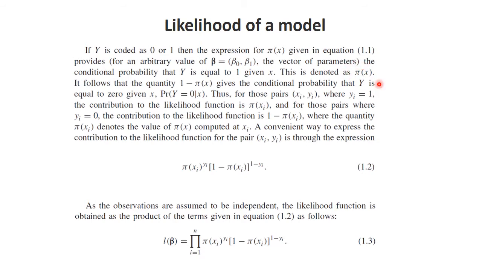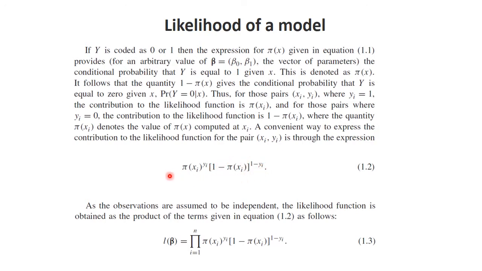That would be this value. If, however, the observation is 1 minus pi of x, then this would be the probability. So if the observation is 0, then the probability of that observation under x would be this model. So I have a pair x, y. If y is 1, then this is my likelihood. If y is 0, then this is my likelihood.